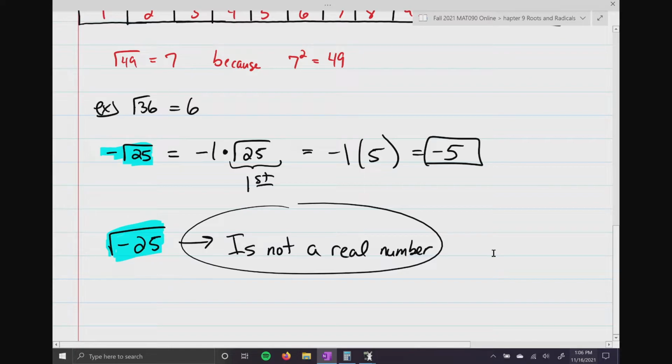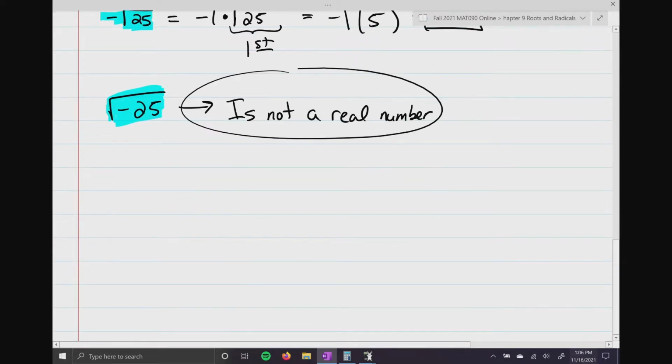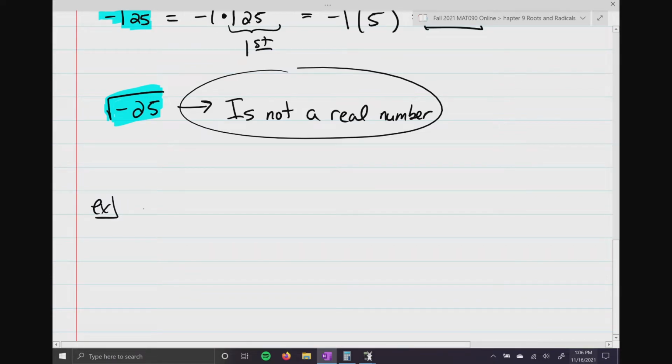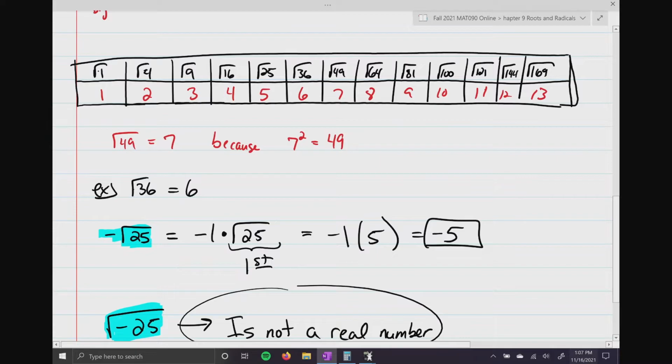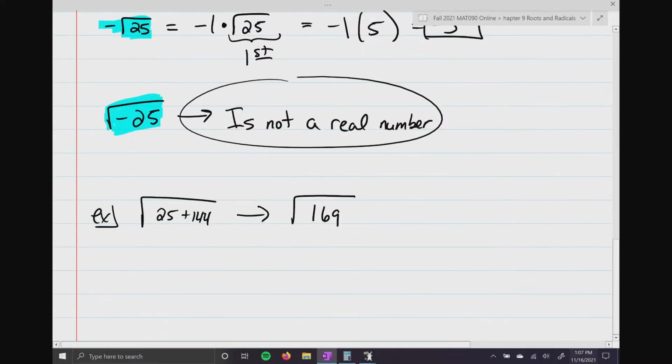So the next thing we're going to do is look at some easy problems and simplify a little bit. They're not too difficult. For example, let's say I wanted to find the square root of 25 plus 144. The first thing you want to do is add 25 and 144 together, because they're both underneath this radical symbol. So 25 plus 144 is 169. And according to our table, the square root of 169 equals 13. So that wasn't all too bad.